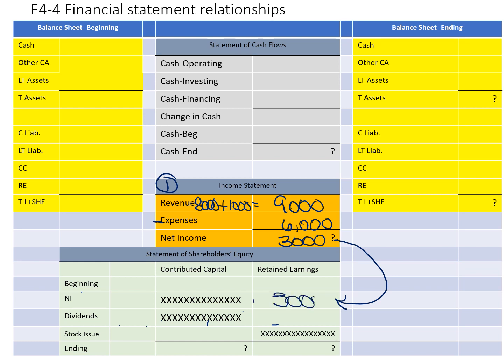This was a brand new company, so my beginning retained earnings was $0. We also know that we had dividends of $400. All right, so far. So what is our ending retained earnings going to be? It's going to be $2,600. So $2,600 is my ending retained earnings.